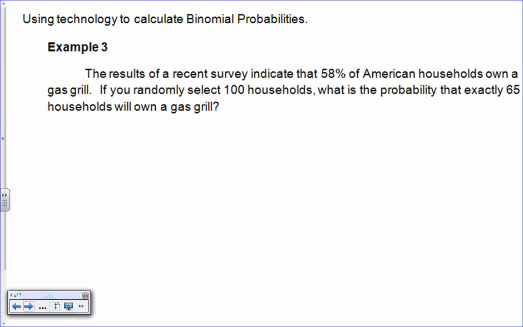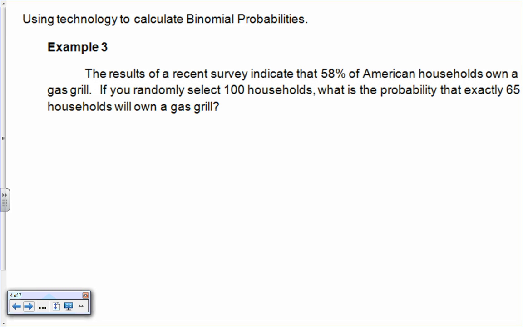We're going to use the TI-83s, or whichever one you happen to have for a graphing calculator. The results of a recent survey indicated that 58% of American households own a gas grill. So right away we know the table's not going to be very helpful on this one because we're looking at 58%, right? If you randomly select 100 households, I don't think we want to make this probability distribution on our own. There's 100 possibilities. Did I even give you the table that far? I did not. I only gave it to you to 20.